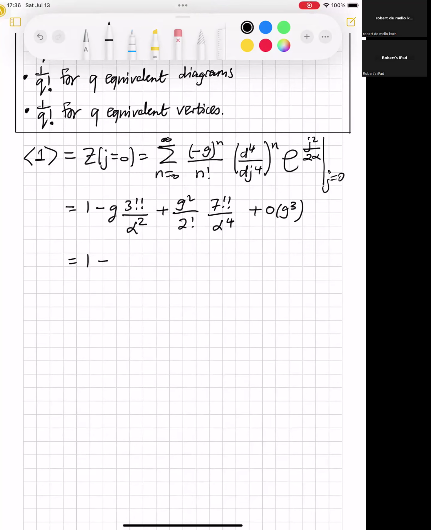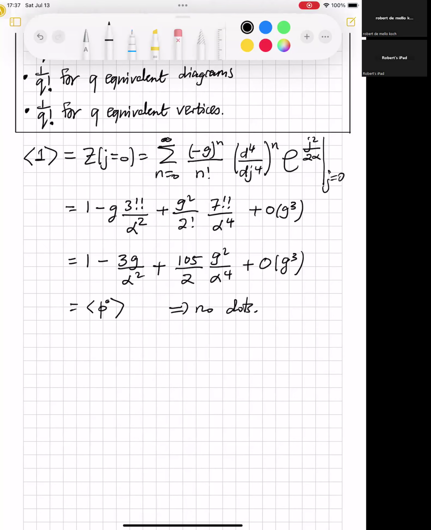So this becomes 1 minus 3 semifactorial, which is just 3g over alpha squared, plus, and then what is 7 semifactorial? Well, that's 7 times 5, which is 35, times 3, which is 105, over 2 g squared over alpha to the 4, plus order g cubed. So this is what we want to reproduce. So now when we draw our Feynman diagrams, well, we've got no dots because we've got phi to the power of naught. 1 is just phi to the naught. So that means there are no dots.